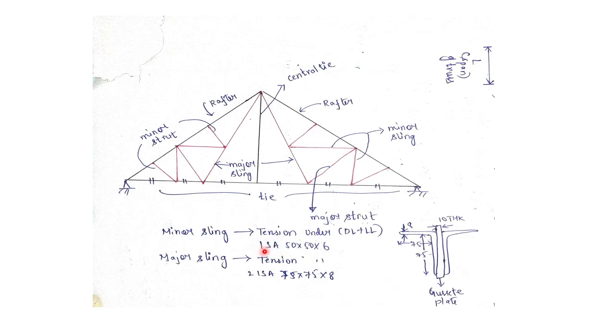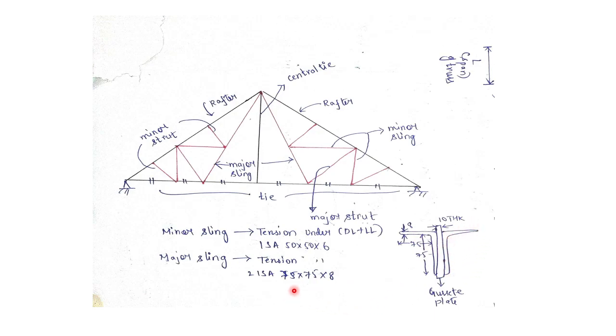ISA means Indian Standard Angle Section, single angle. If it's just one ISA, it's a single angle. That means only one portion of this, not the double portion. Only the single portion will be shown here. For the major sling, this also takes tension under dead load and live load. We'll be taking two Indian Standard Angle sections. This is this one, and the other is this one.